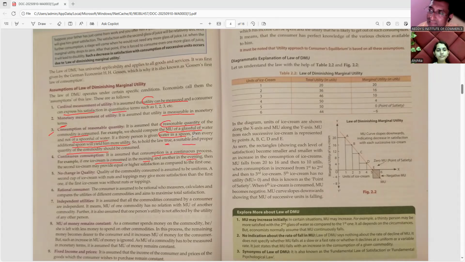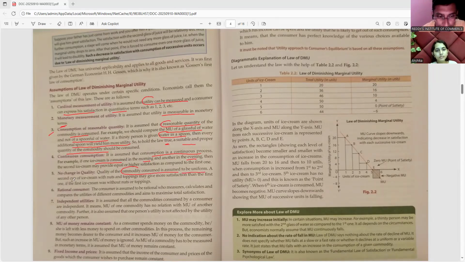But if you are consuming the same ice cream early in the morning and in the evening, you cannot compare in this scenario. Then, no change in quality. Quality of the commodity consumed is assumed to be uniform.